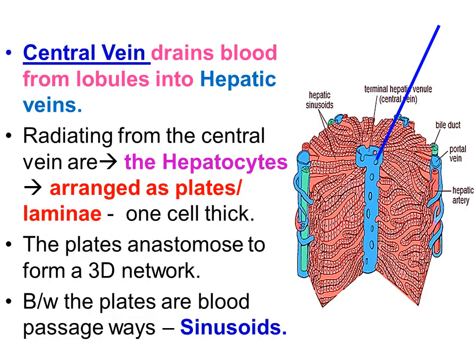The central vein, which is present in the center of a lobule, is draining blood from the lobules into the hepatic vein. Radiating from the central vein are the hepatocytes, which are arranged as plates or laminae, maybe 1 to 2 cells thick and many cells deep. The plates anastomose to form a 3D network. Between the plates are present spaces known as hepatic sinusoids or the hepatic lacunae.